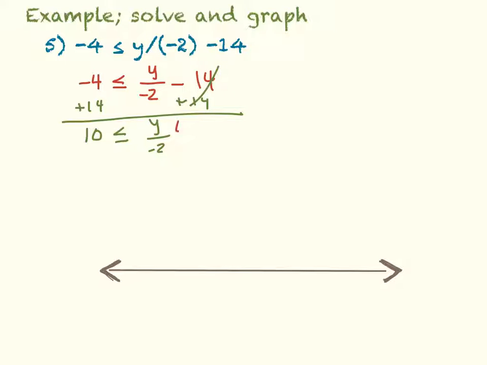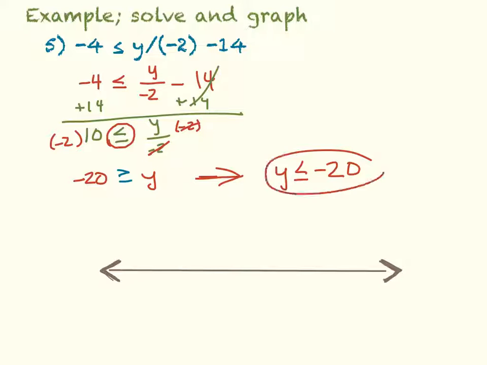Then I multiply by negative 2, both sides. And I have negative 2 times 10, which is a negative 20. And then I need to remember that I multiplied by a negative, so I have to flip my inequality symbol. And y. So I could rewrite that as y is less than or equal to negative 20, or you could leave it as negative 20 is greater than or equal to y. Both of them are correct.